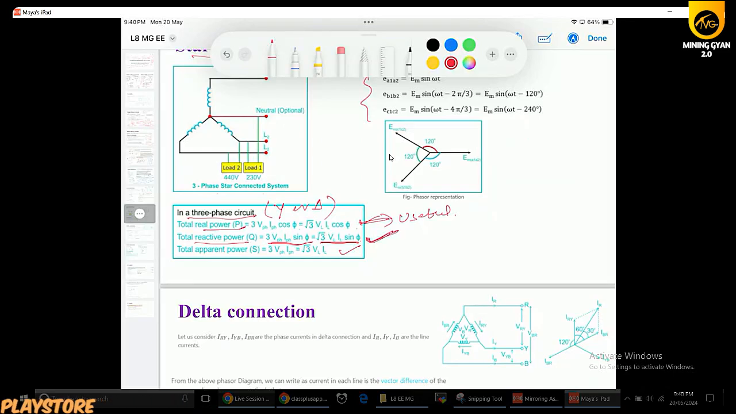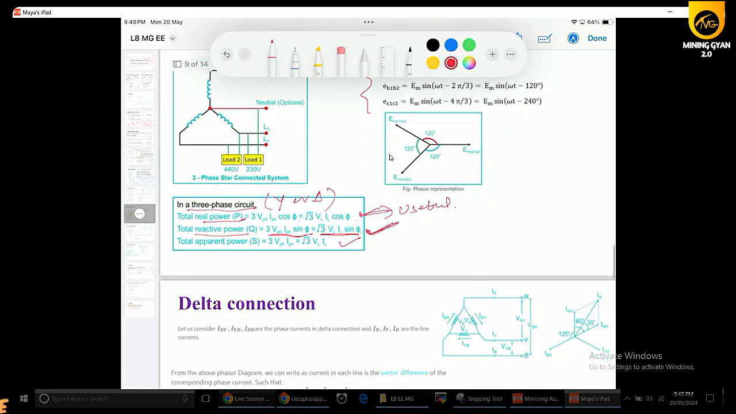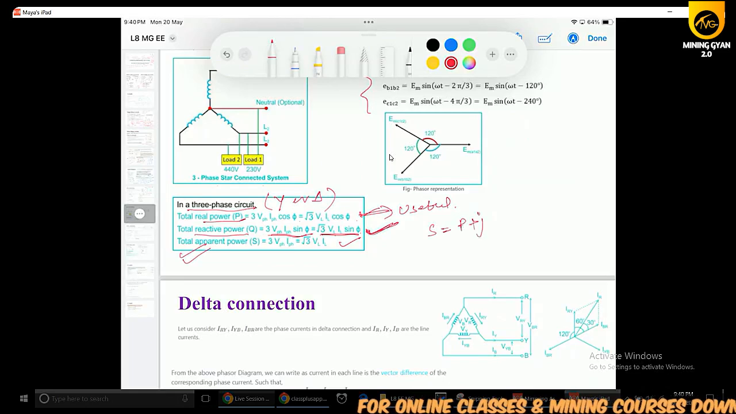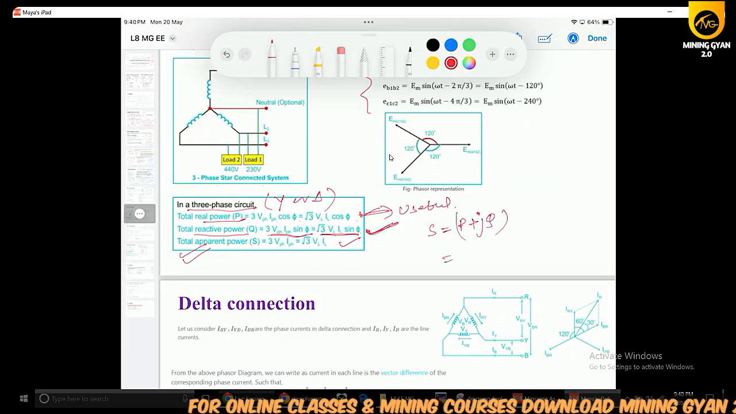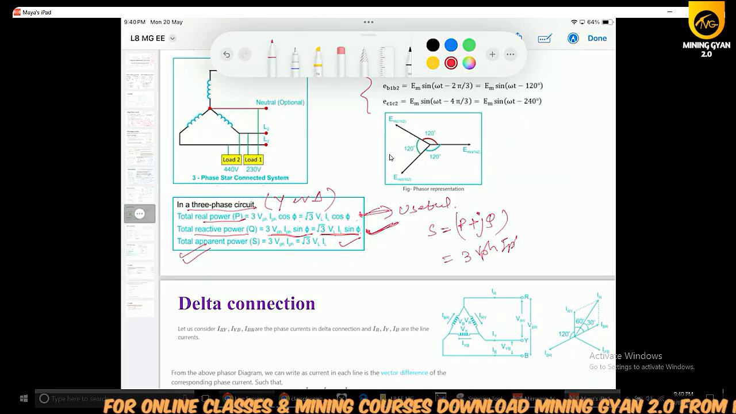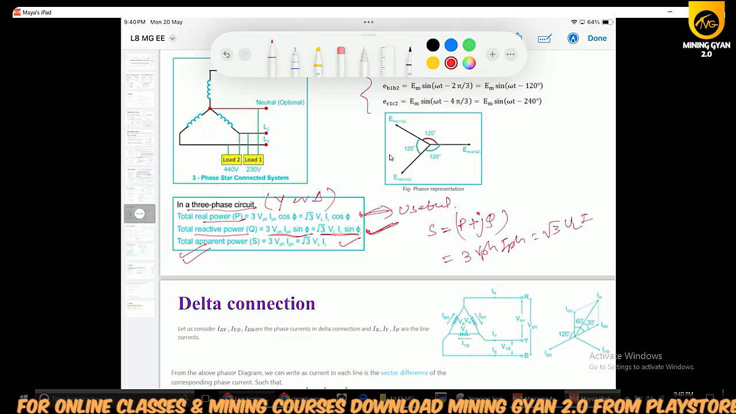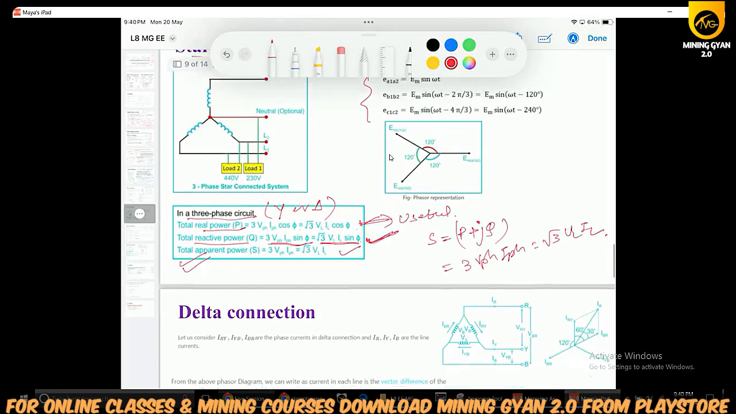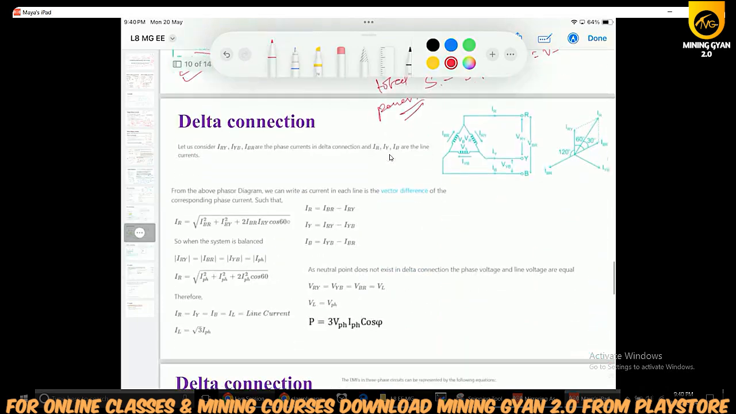But reactive power has significance in the case of AC circuits, and you can calculate it using these two equations. The total power S is the apparent power, which will be P plus jQ, where Q is the reactive power and P is the active power. Or you can calculate it like this: 3 V phase I phase or root 3 VL IL. So directly you can calculate the apparent power, that is the total power in your AC circuit. That is the formula.